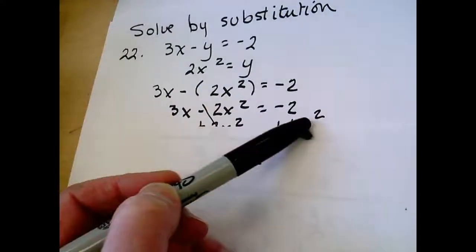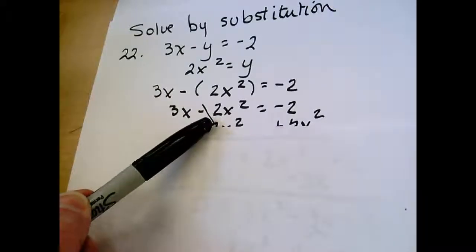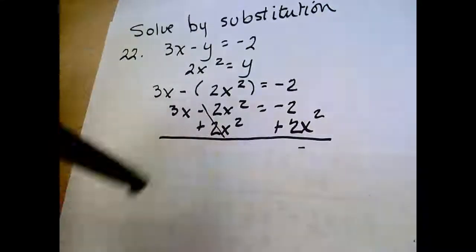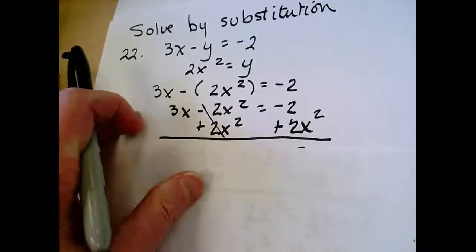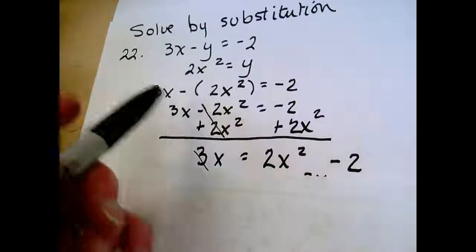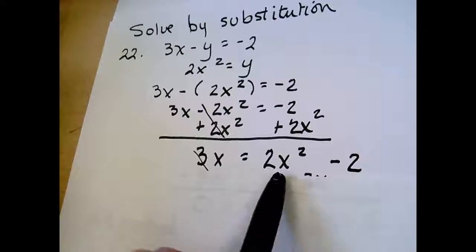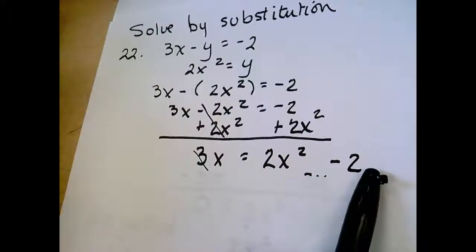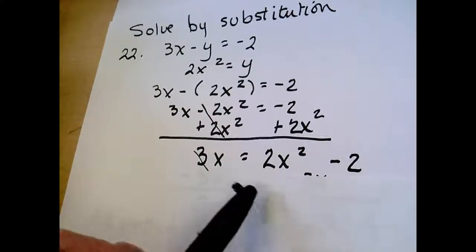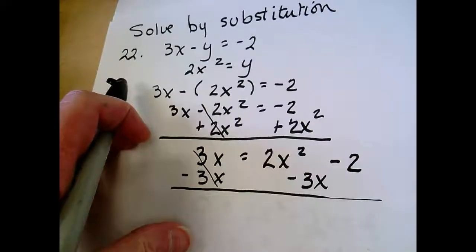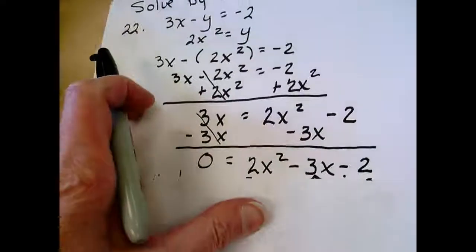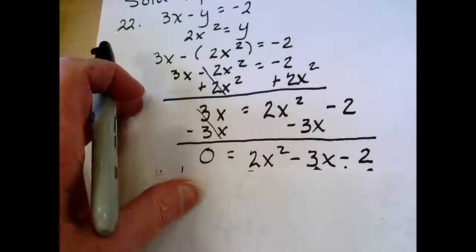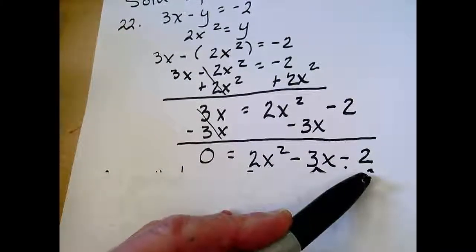Now I rewrite my equation. I always, again, want the positive x squared, so I'm going to subtract or get rid of that by adding 2x squared to both sides of the equation. Rewrite my equation again. I have 3x equals 2x squared minus 2. Again, those cannot be added because this is an x squared. That's not. I want the 3x also moved to the right, so I have a trinomial. So I subtract 3x from both sides to get 0 equals 2x squared minus 3x minus 2. Now I have a trinomial that I can factor.